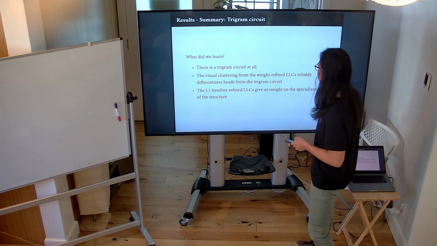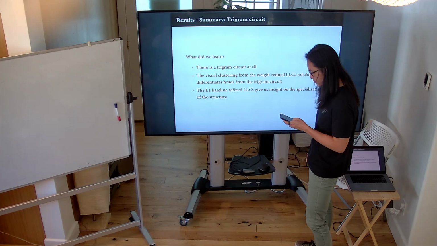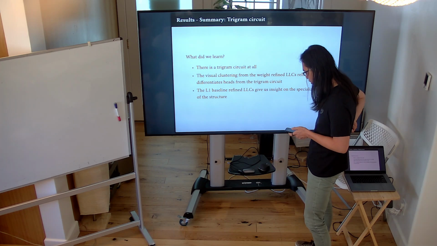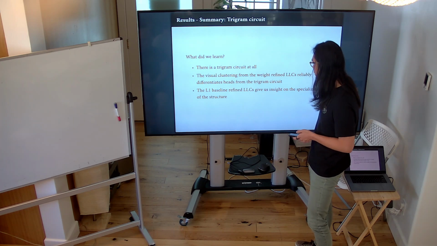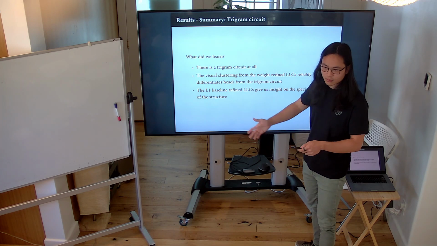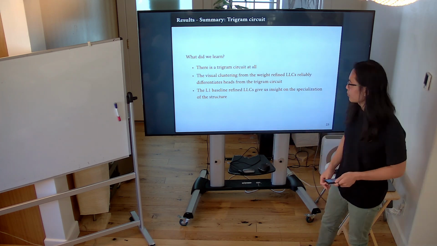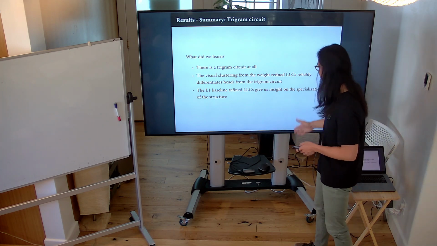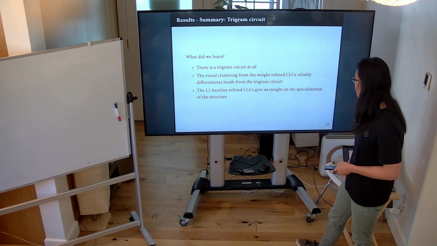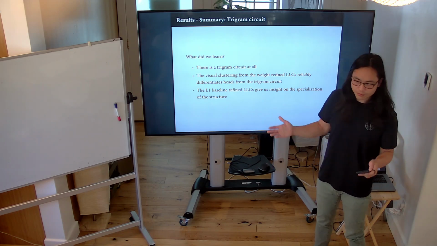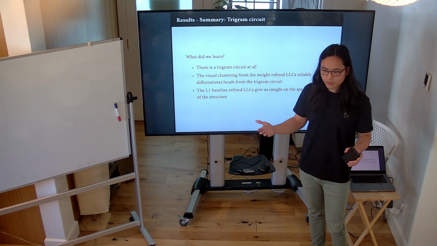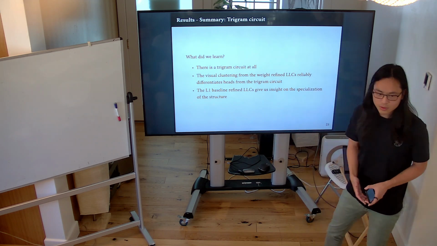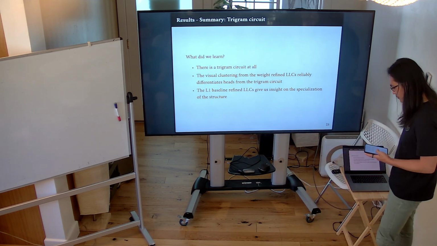So just like with the induction circuit heads, we can, by visual clustering, pick out the heads that are part of this trigram circuit just by looking at the weight refined LLCs. And then finally, we can use some version of data refined LLCs in order to give us insight into what type of specialization the structure is interested in.